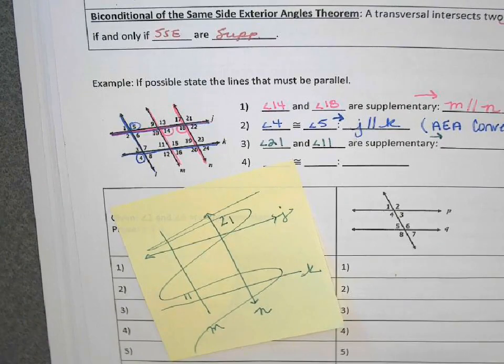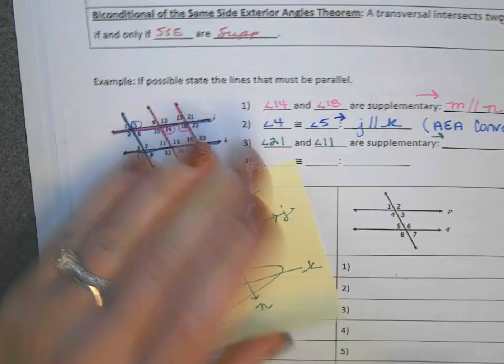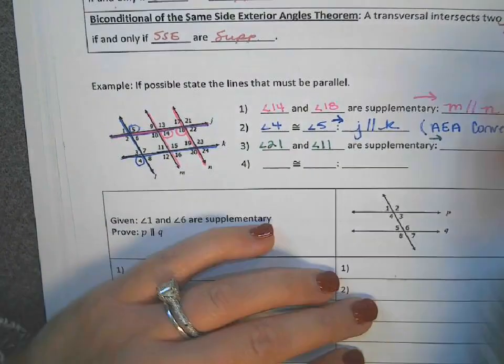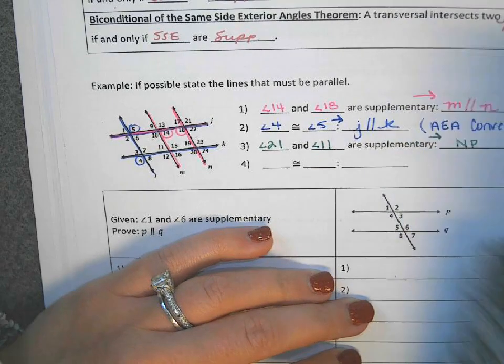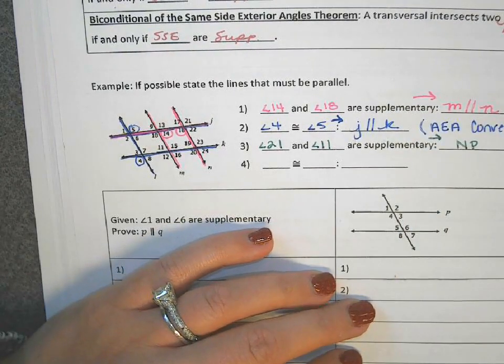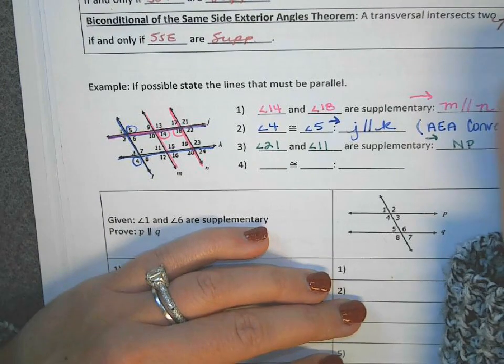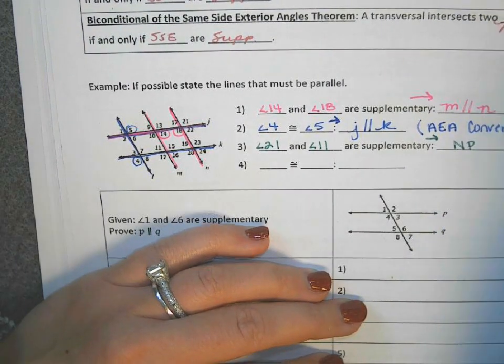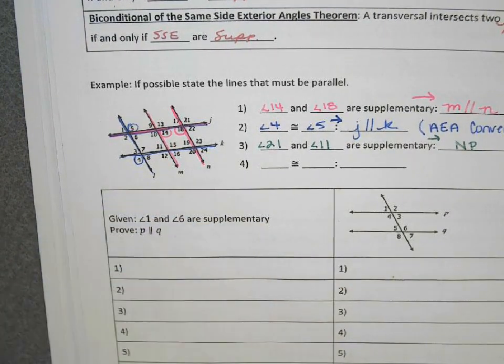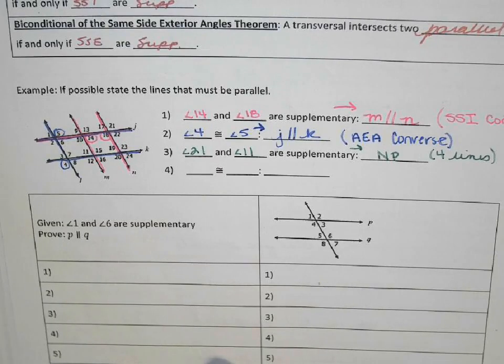You have 4 lines there. So because of that, when you have 4 lines, your answer is always going to be not possible. You can't do anything. Because in this case, we have 4 lines. You can't identify which 2 would be parallel if you have 4 lines.